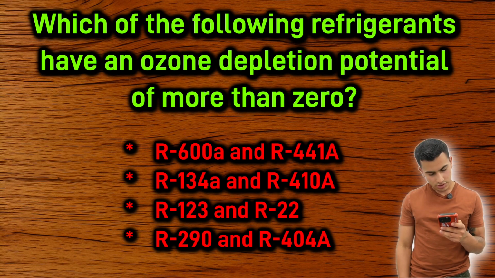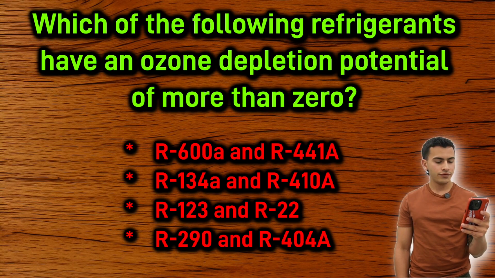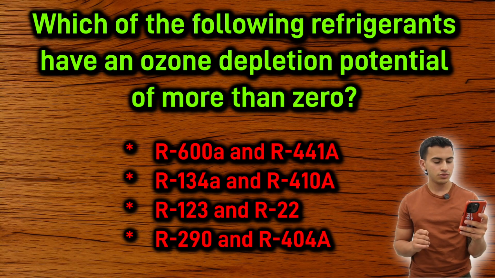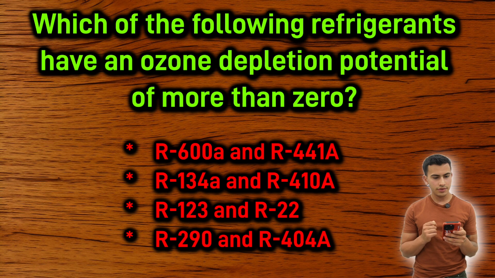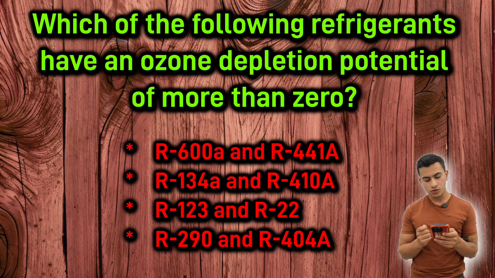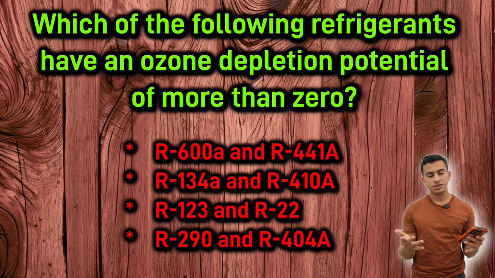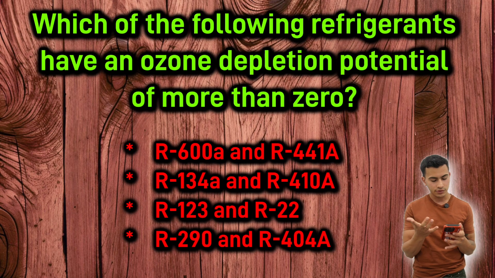Now, for number 8, it says, which of the following refrigerants has an ozone depletion potential of more than 0? The answer for number 8 will be C, R123 and R22. Those have an ozone depletion potential of more than 0, which is basically because of chlorine. It contains a lot of chlorine.